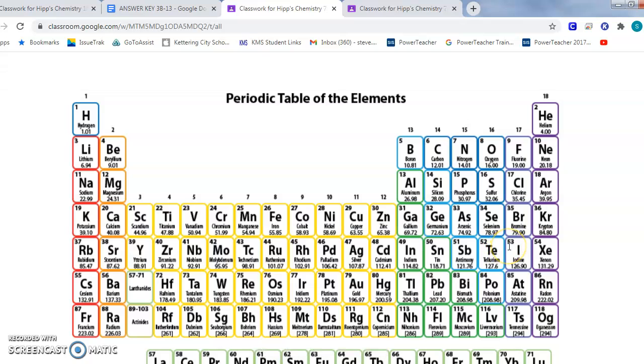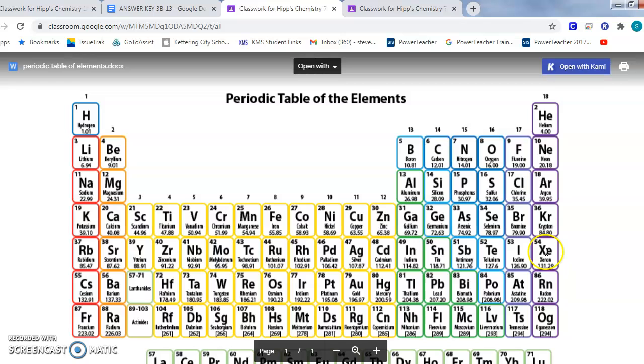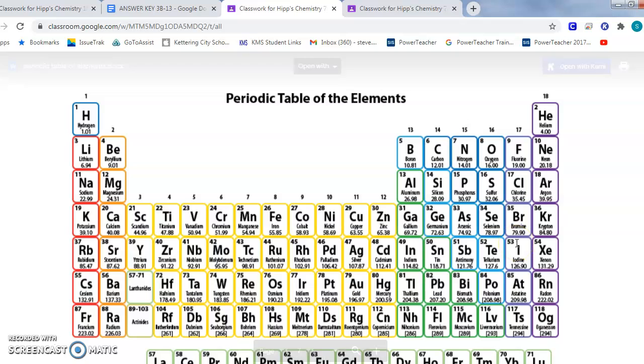Iodine's 53. 53 protons. If it's negative, it has one more. If it's -1, it has one more electron than protons. 53 plus 1 is 54. It would become like xenon. Now remember, when we say plus 1, 53 plus 1, we're adding a negative electron. That plus means you're adding a negative electron. When we subtract from it, it means you're subtracting an electron, which happens to be negative. All right.